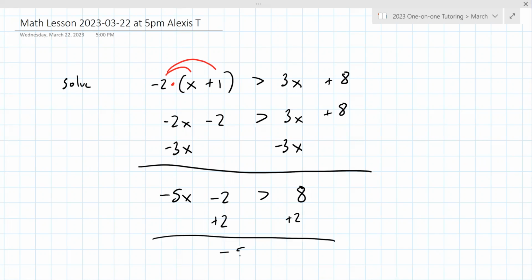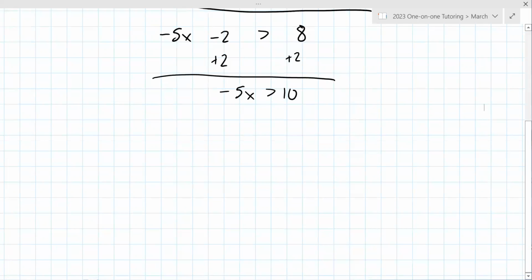So this leaves negative 5x greater than 10. Okay, so we're almost there. We almost have x by itself. What is keeping x from being the only thing on the left side? The 10. What about, we're looking at the side with the x, just the side with the x. What do you see over there on the left? What is multiplying the x there? The negative 5. Yes, so you undo that with division.